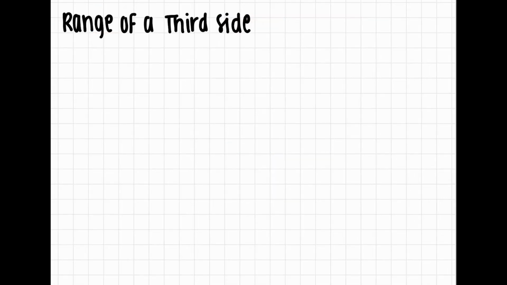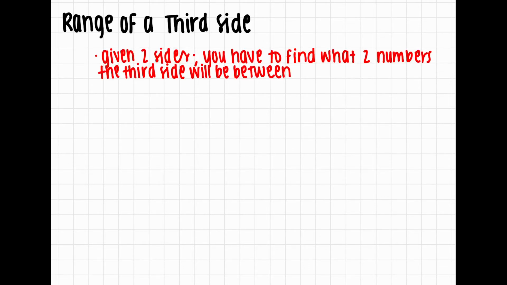We're now going to move into something called range of a third side. What this is, is that we're going to give you two sides. We're going to say, these are the two side lengths you know. I want you to tell me where that third side length would fall between. So you have to find what two numbers the third side will be between.